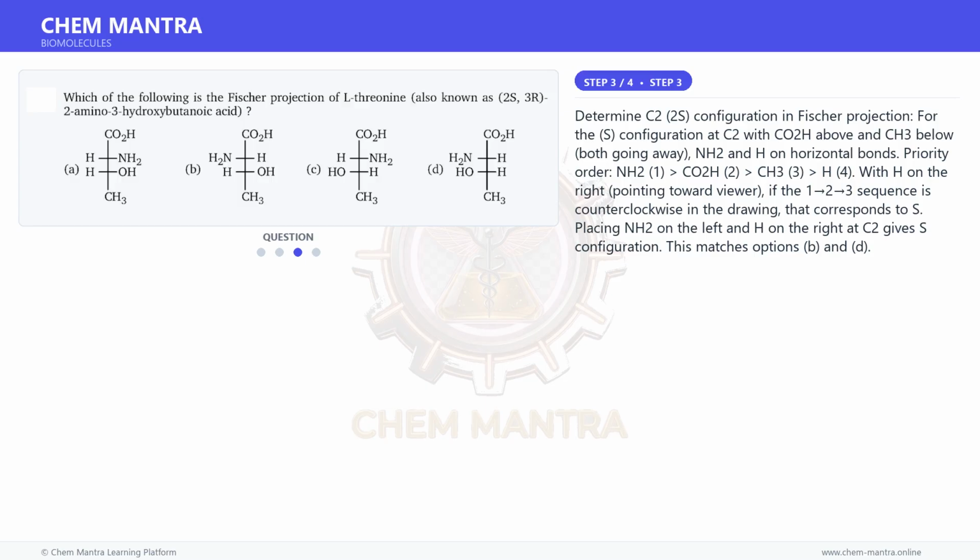Determine the C2 2S configuration in the Fischer projection. For the S configuration at C2 with CO2H above and CH3 below, both going away, NH2 and H are on the horizontal bonds. Priority order: NH2 1, CO2H 2, CH3 3, H 4. With H on the right, pointing toward the viewer, if the 1 to 3 sequence is counterclockwise in the drawing, that corresponds to S. Placing NH2 on the left and H on the right at C2 gives S configuration. This matches options B and D.